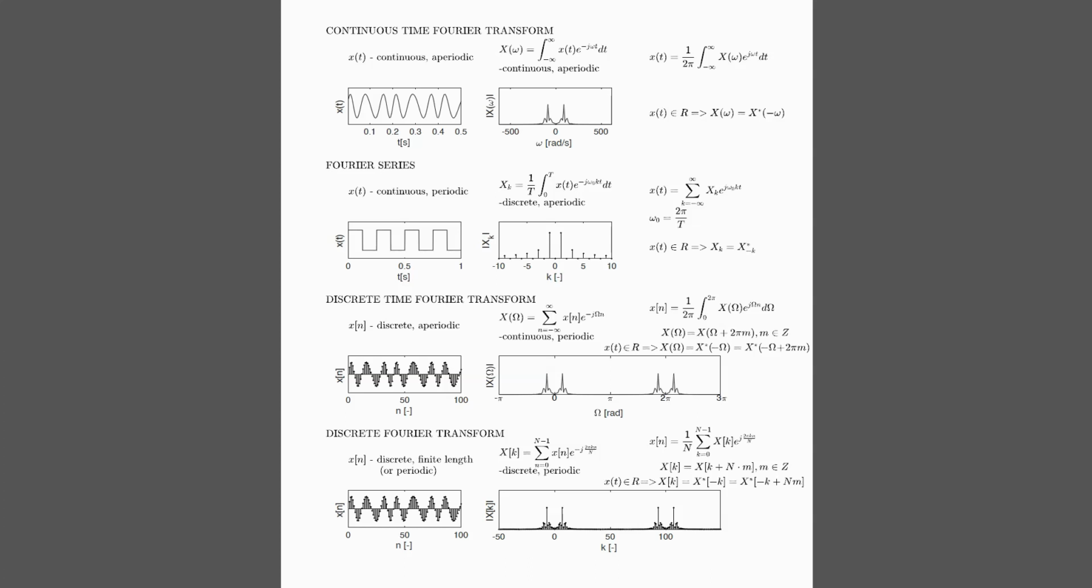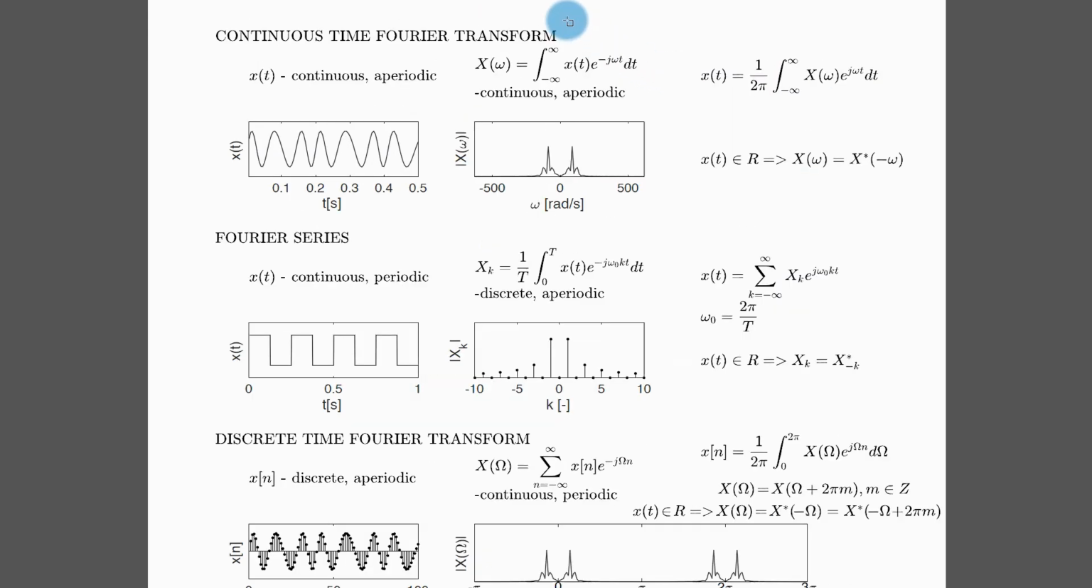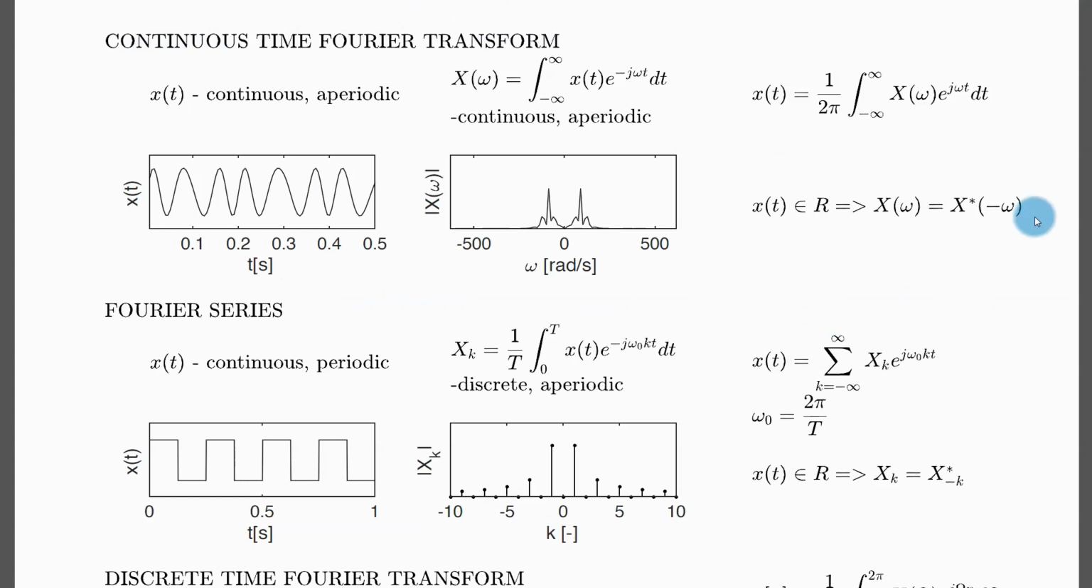In the last two lectures we talked about four types of Fourier transform. Here I have a handout which summarizes all of these Fourier transforms. This is the summary of the continuous time Fourier transform. This is the formula for the forward transform and this is the formula for the inverse transform. This is an example of a signal and this is its spectrum.